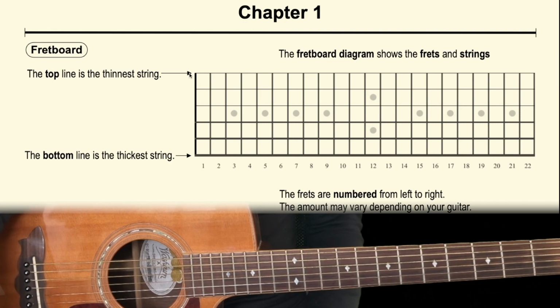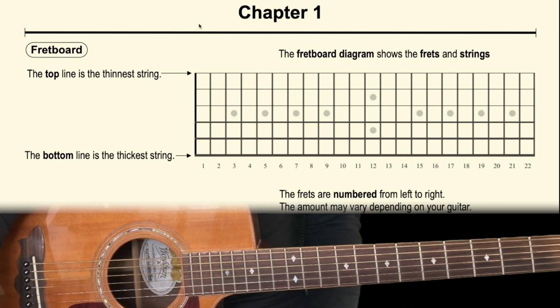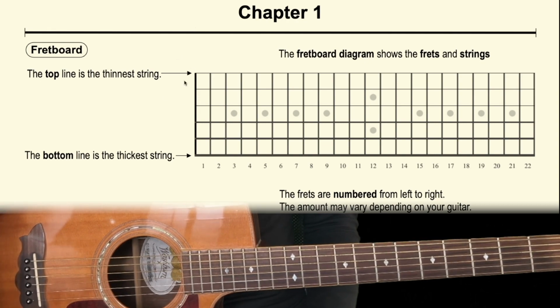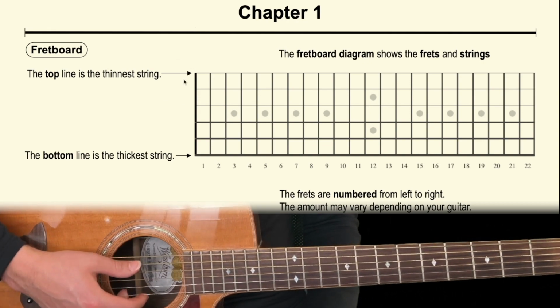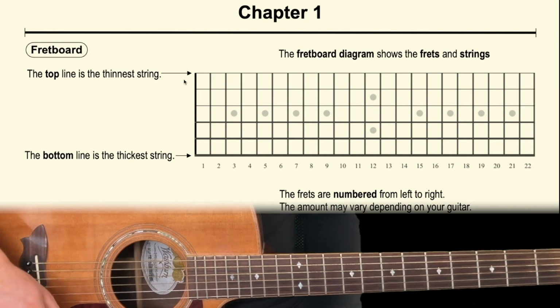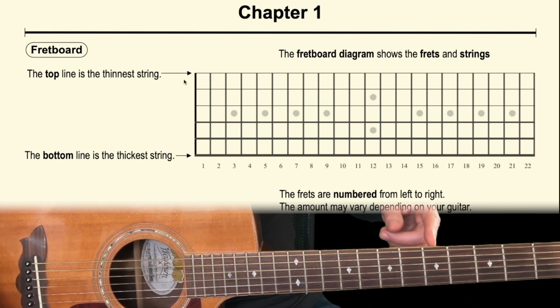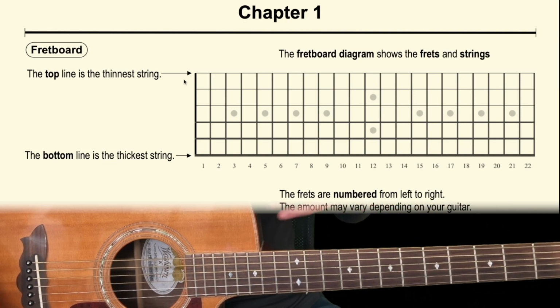Take a moment just to orient yourself to know that when you're looking up here, you're thinking of this string, and then when you're looking down here, you're thinking of this one. The frets are numbered from left to right. 1, 2, 3, 4, 5, 6. If you're left-handed, it will be the opposite way.